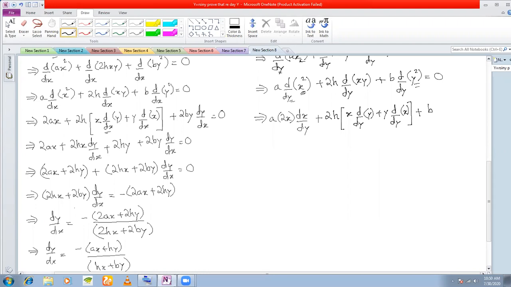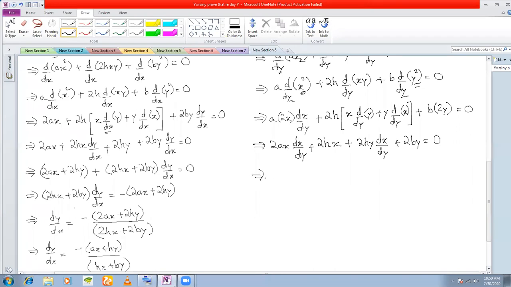Now d/dy of y square is what? d/dy of y square is 2y, right? Simply 2y, because this variable and this variable is the same. So I get 2ax dx/dy plus 2hx, d/dy of y is 1, so simply 2hx, plus you have 2hy dx/dy plus 2by equal to 0.